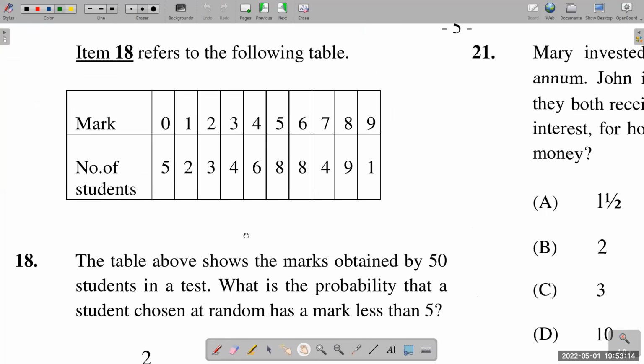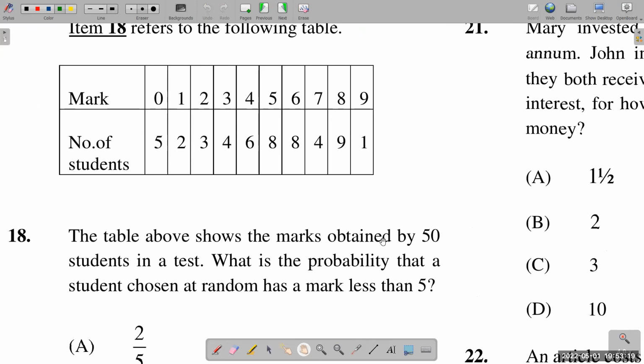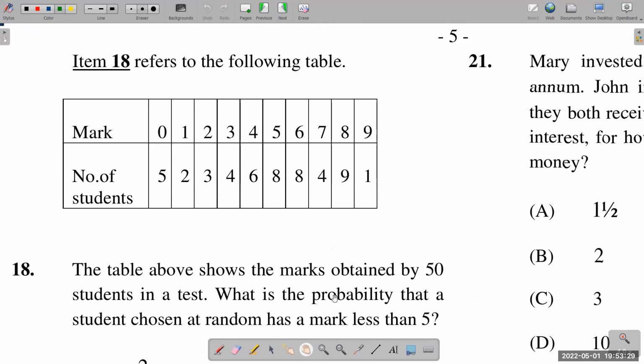All right, so let's take a look at this one. We have a table of data and it shows us the marks obtained by 50 students in a test. What is the probability that a student chosen at random has a mark less than 5? So first thing first, because we know it's 50 students, the denominator is going to be 50. So we just need to find out how many students have a mark less than 5.